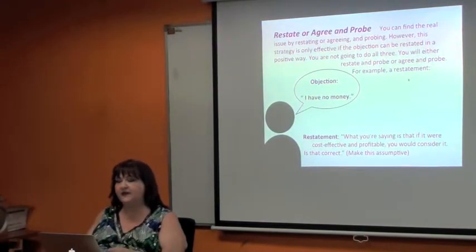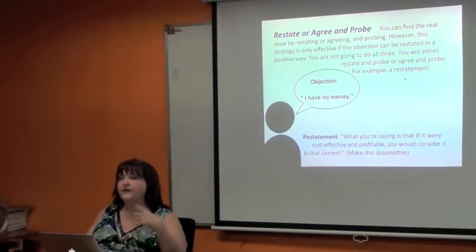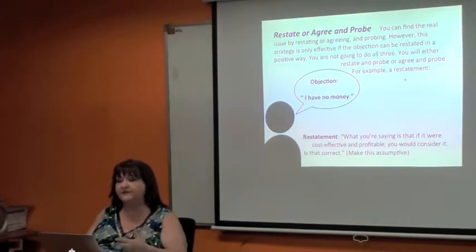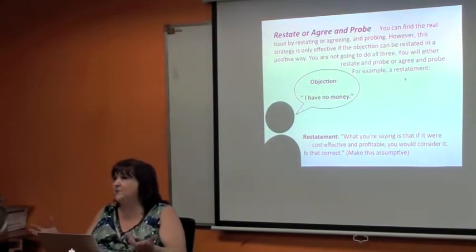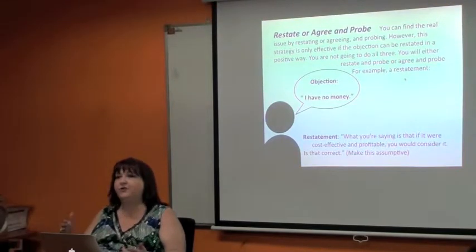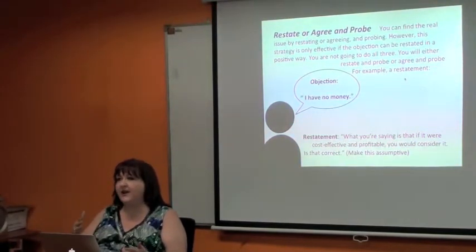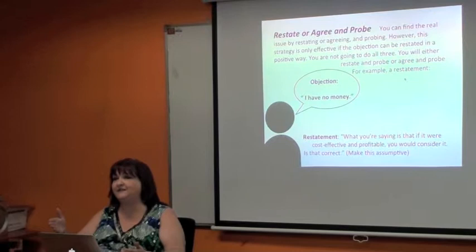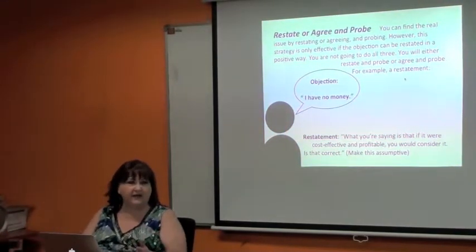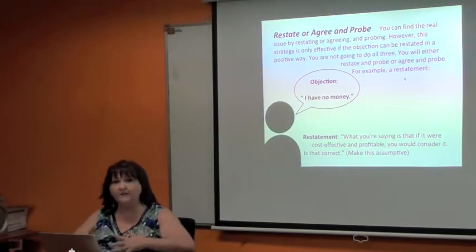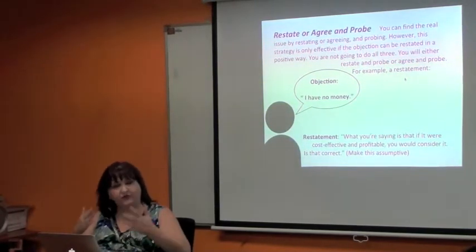So if the prospect says, I have no money, you could restate that by saying, what you're saying is that if it were cost effective and profitable to you, this would be something that you would consider. Is that correct? If money was an issue. Or, I have no time. So what you're saying is if you had some additional time to get this information, you would allow me the opportunity to validate this further. Is that correct? If time is an issue, he's going to say yes. Then you're going to call back. If time is an issue, now's not the time to do it, then you're going to set up a callback.